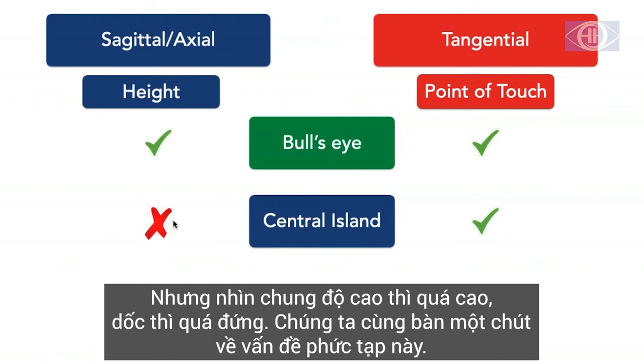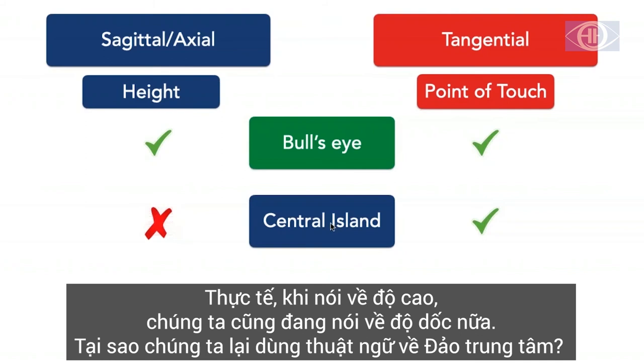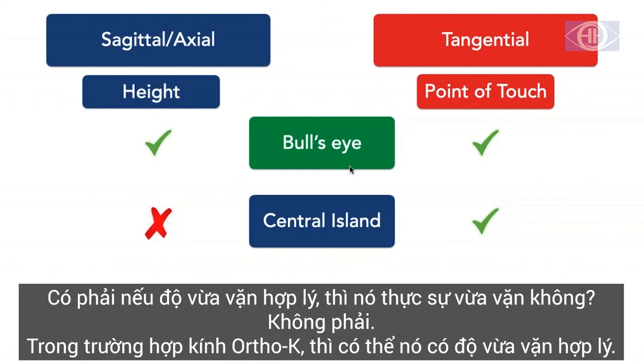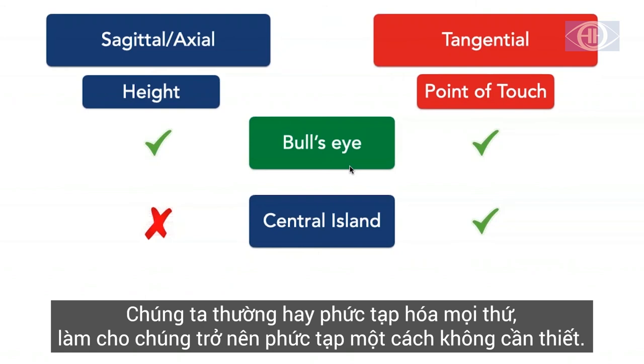That being said, let's discuss for a moment how we overcomplicate things. In fact, if we discuss a central height, we talk about a steep fit. Why are we using the terminology of central island then? Think about it. If we fit normal GP lenses, or scleral lenses, or soft lenses, and we have a good fit, we call it a good fit. No, in case of ortho-K, we call a good fit a bullseye. We overcomplicate things. It is strange. It makes things unnecessarily complex.